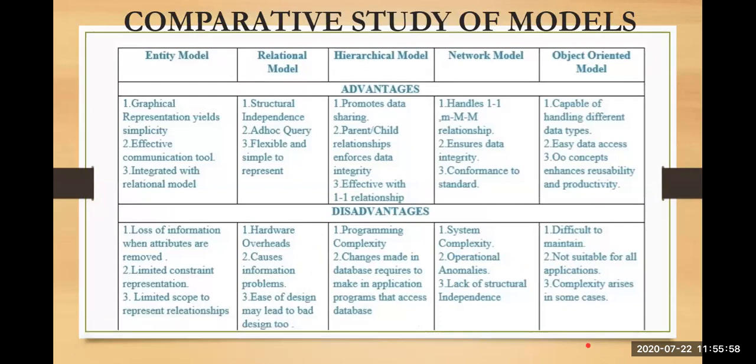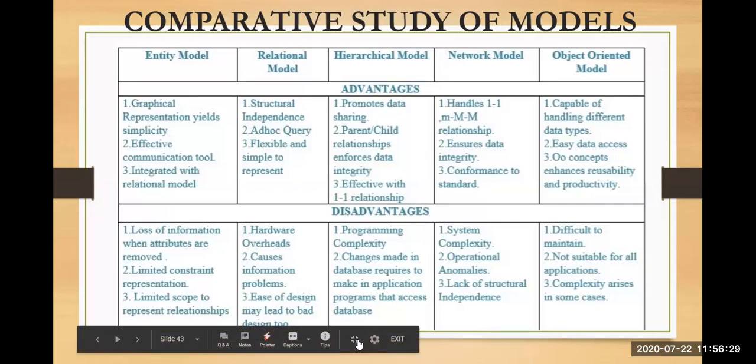Next is the disadvantage of the hierarchical model. Programming complexity. Here it is a programming complexity because each time you have to see your parent-child relationship. Then only you can go for the programming structure. So the complexity here arises. Next, changes made in the database require changes to the application programs that access it. So whenever you try to make changes in the database, at times there are applications which actually try to protect themselves, or you can say they try to overcome it.